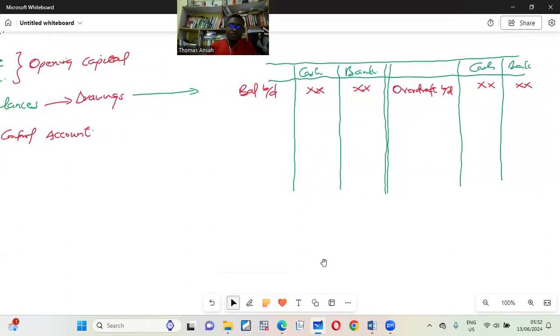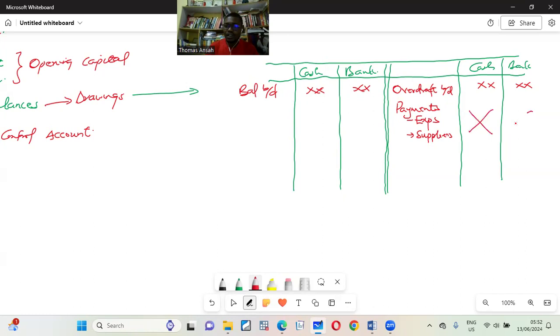Then what do you do next? Every payment, so all forms of payment, either expenses or payment to suppliers, they all come here. It can be cash, it can be bank. You can pay by check, you can pay by cash. So all forms of payment happen there. All right, take note of that.